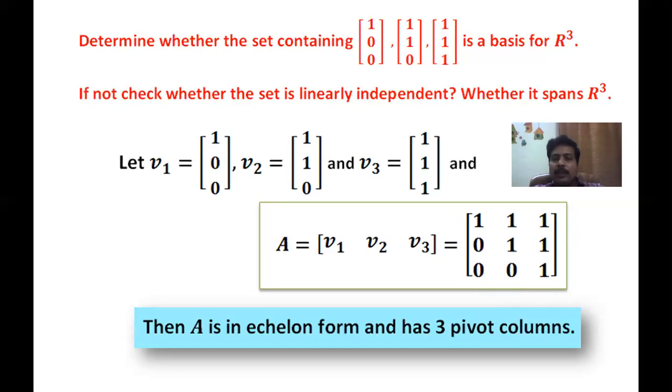So first of all, we need to form a matrix using the given vectors, and then we have to convert it into echelon form. But here the matrix is already in echelon form. Clearly we can find the pivot positions. All the three columns are pivot columns.